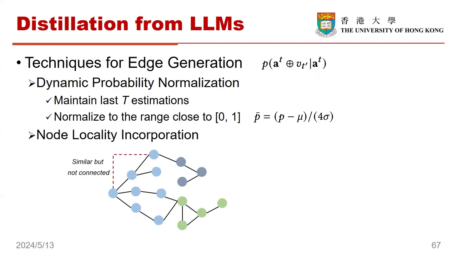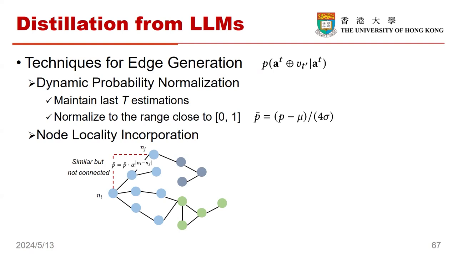So except for the deep sampling based generation method, we also adopt several techniques that are important for the generation quality. The first one is the dynamic probability normalization. As the embedding and similarity-based probability estimations do not necessarily fall into a reasonable range, such as 0 to 1, in this technique, we dynamically maintain the last t estimations and infer the upper bound and the lower bound of the overall distribution. Then the new estimation scores can be easily normalized to a range that is close to 0 and 1.